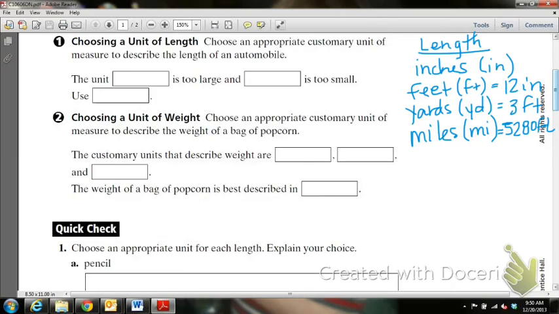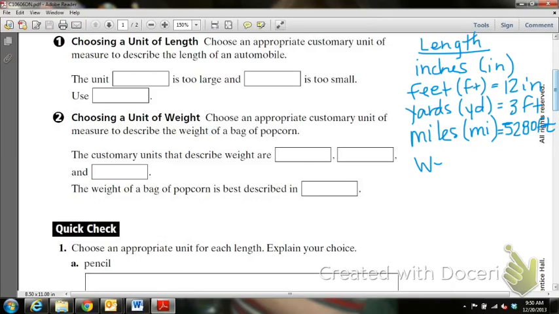5280 feet. I use the saying "5 tomato" to help me remember how many feet are in a mile, because if you say 5280, it kind of sounds like you're saying 5 tomato. So 5 tomato. That just helps you. Okay, so those are all of our length units.